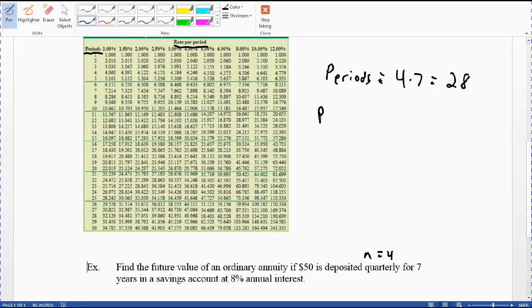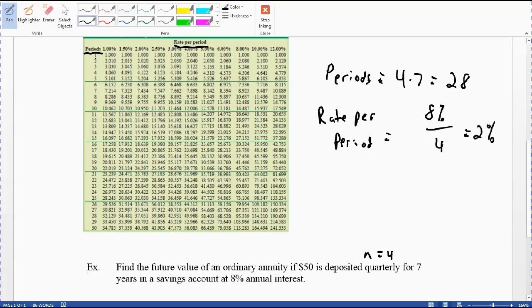And then the rate per period, we're just going to take the interest rate, which is 8%, that's the annual. But that's going to be broken up into 4 times a year, so we divide that by 4. We get 2%. That's actually the interest rate per period.